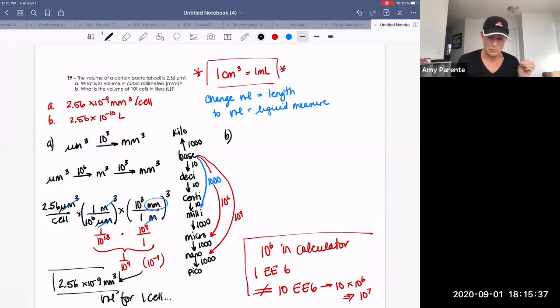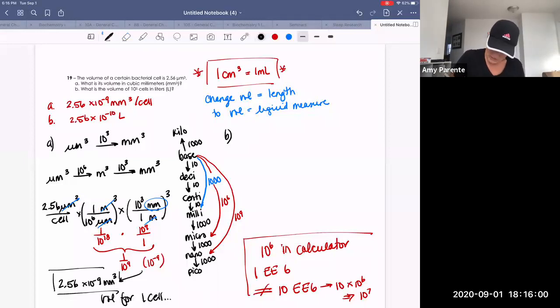It wouldn't be a problem if you started with the same 2.56 times 10, if you wanted to start with 2.56 micrometers cubed, but I'm actually going to use the answer that we got from A as a place to start. So let me write my roadmap first. I always say, let's do that.